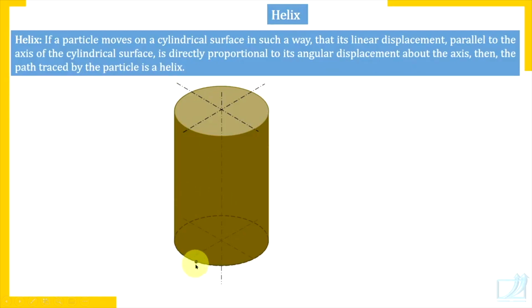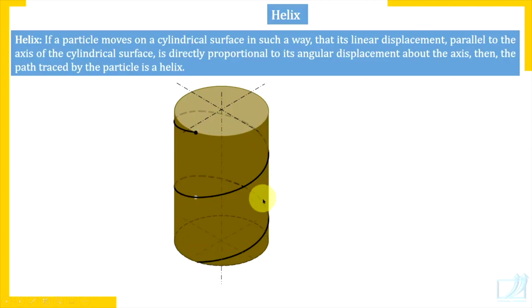Let's assume that this is the particle which starts moving on the surface of the cylinder. Now this particle is right now at the bottom. It's now moving on the surface of the cylinder. Now it is on the backside of the cylinder, and that's why path traced by that point is hidden. And now it comes on the front side of the cylinder, and again it moves on the back side of the cylinder, and this curve is a helix.